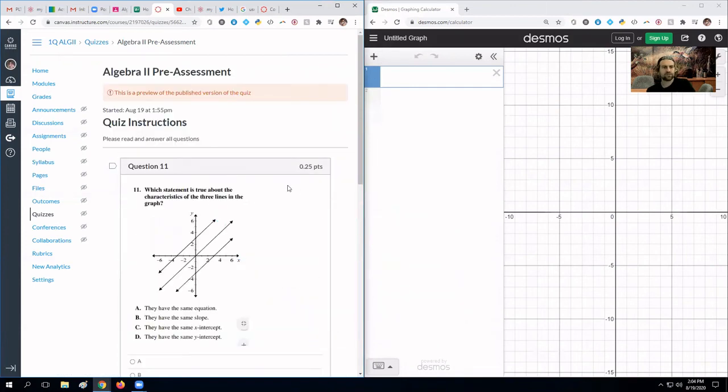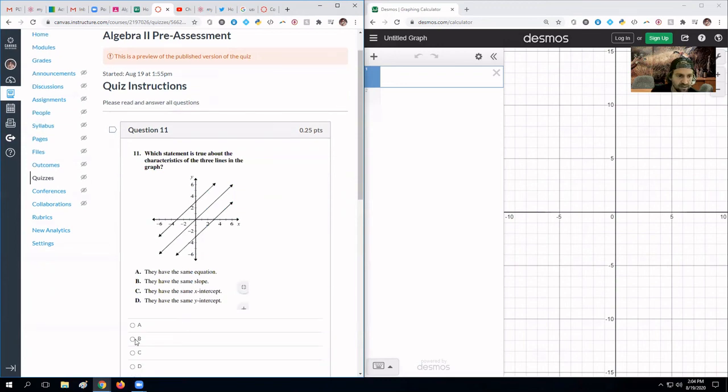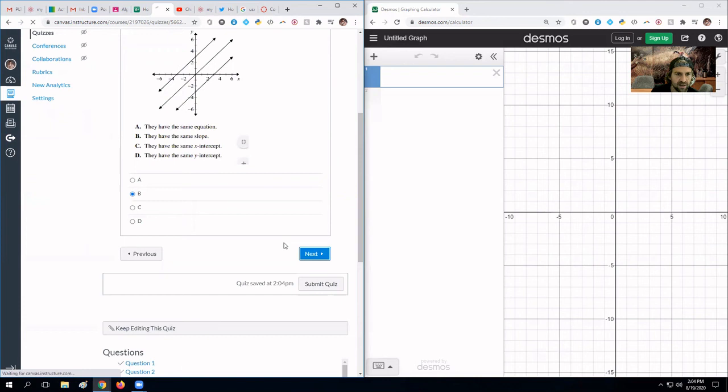All right, next, which statement is true about the characteristics of the 3 lines in the graph? If we look at the graph, it looks like these 3 lines are going in the same direction. So they have the same equation? No, that would mean they are right on top of each other. They have the same slope? They sure do. Same x-intercept? No, this crosses there at negative 3. That's at 0. That's a positive 3. Same y-intercept? No, same thing. So the answer would be B. They have the same slope. They are parallel lines.